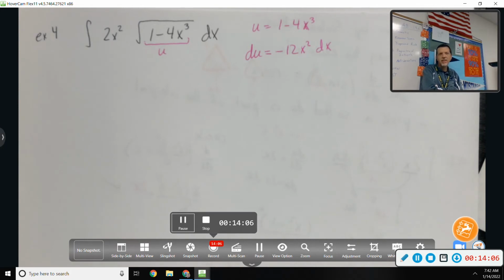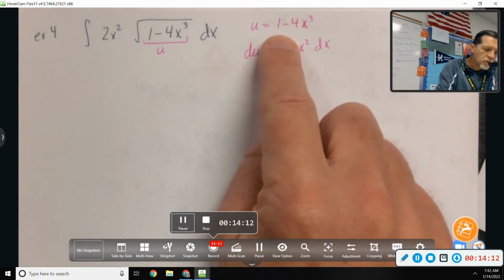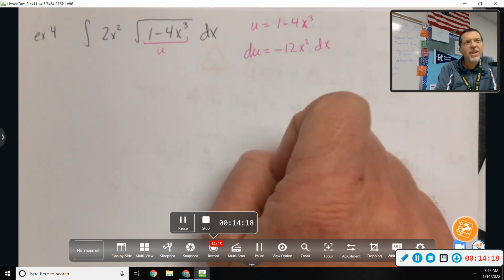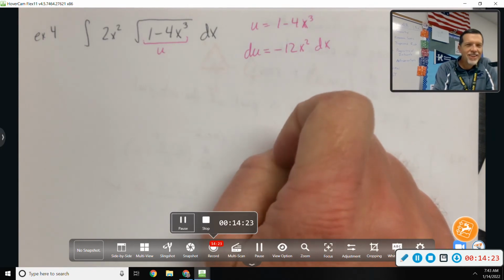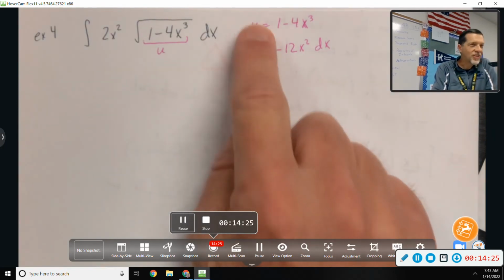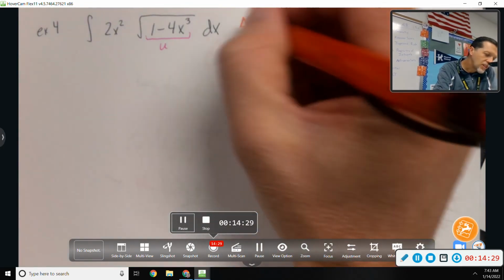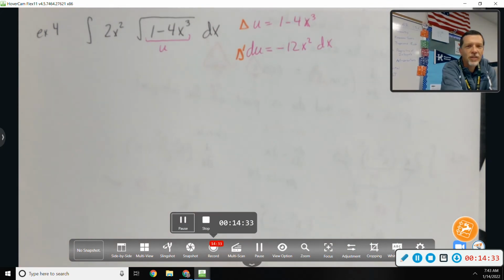How is it negative 12x squared? I'm confused. Because the derivative of 1 goes away, and then the derivative of negative 4x cubed, bring the 3 down. So it's just taking the derivative? Correct. Oh, okay. Got it. Yep, u and du, so it's derivative. This is triangle, this is triangle prime, if we're thinking back to the triangles, or the orange triangles.